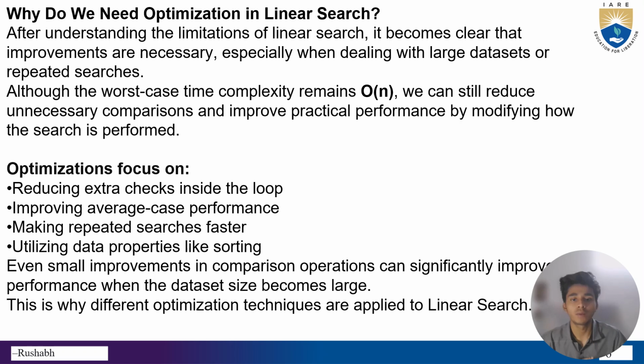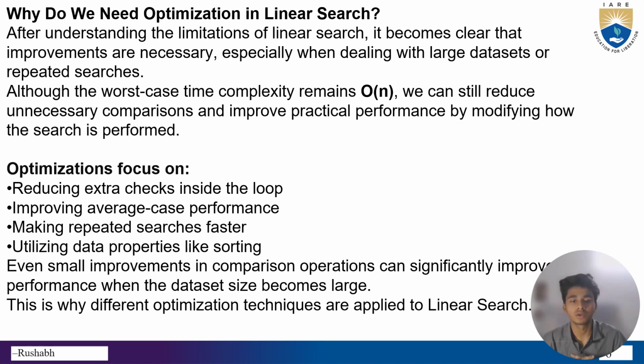Why do we need optimization in linear search? After understanding the limitations of linear search, it becomes clear that improvements are necessary, especially when dealing with large data sets or repeated searches. Although the worst case time complexity remains O of n, we can still reduce unnecessary comparisons and improve practical performance by modifying how the search is performed.